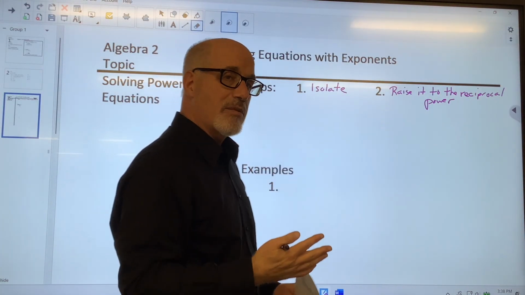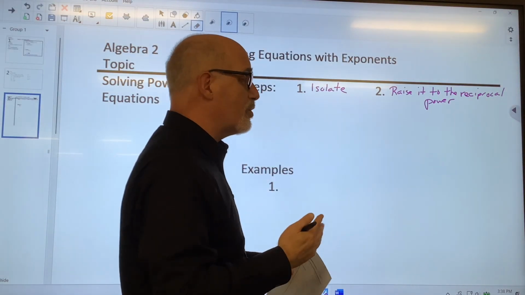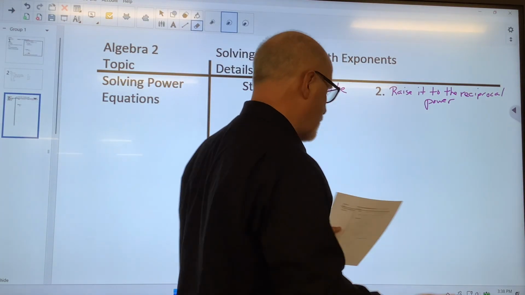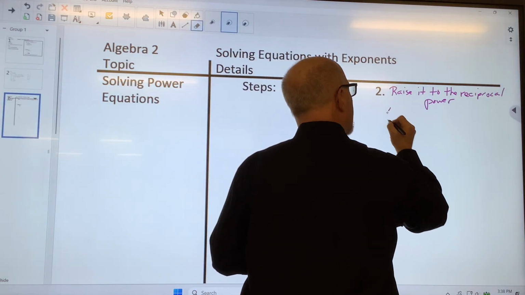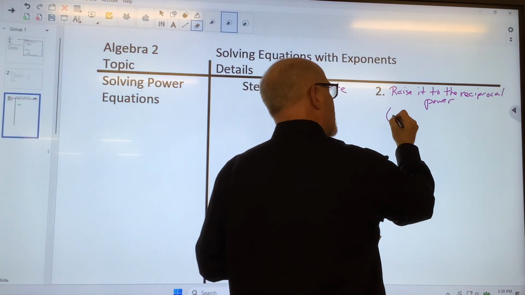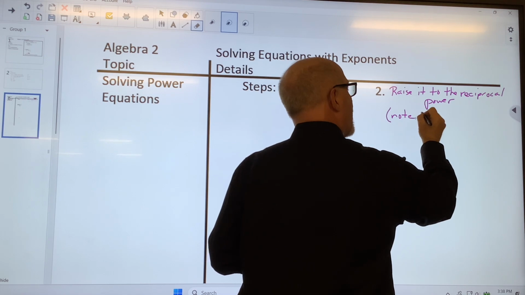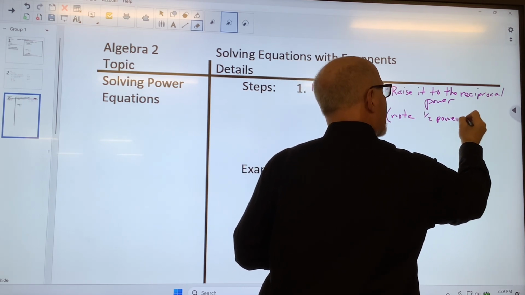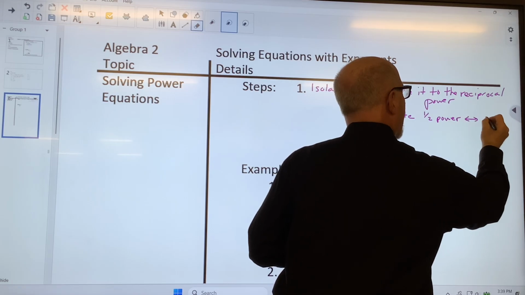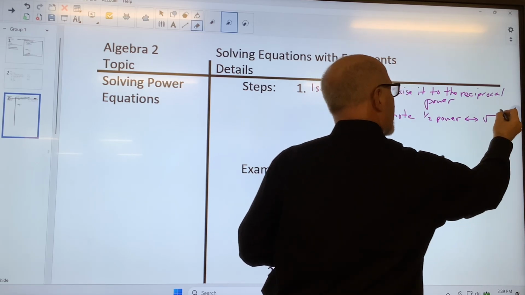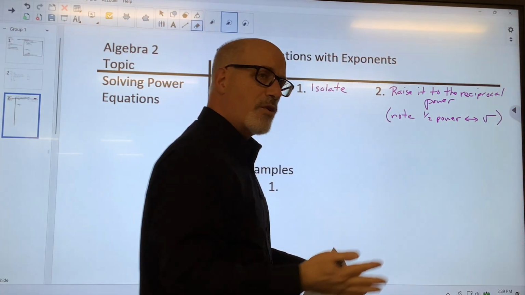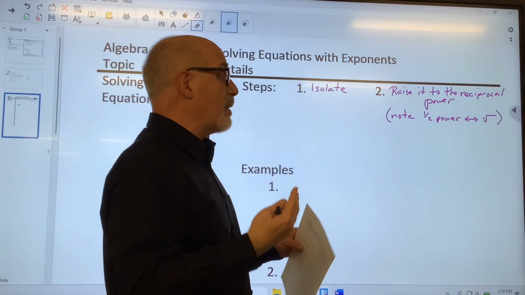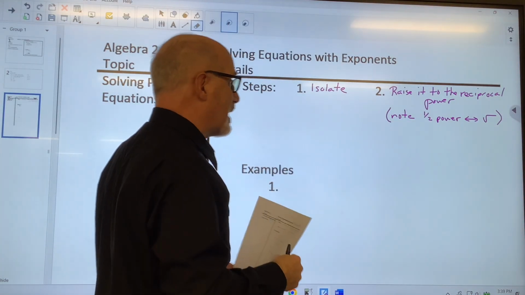This is the same thing as taking the root. If you do something to the 1/2 power, it's the same as taking the square root. So just as a note, a 1/2 power is the same as a square root. So a 1/3 power is the same as the 3rd root. So if you've learned it that way, it's the same thing, and we'll use that.